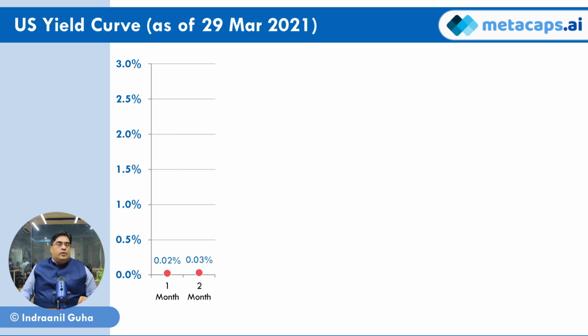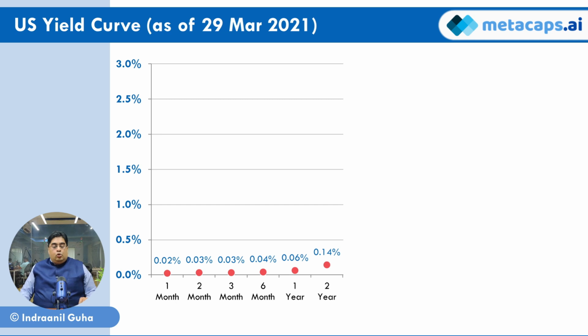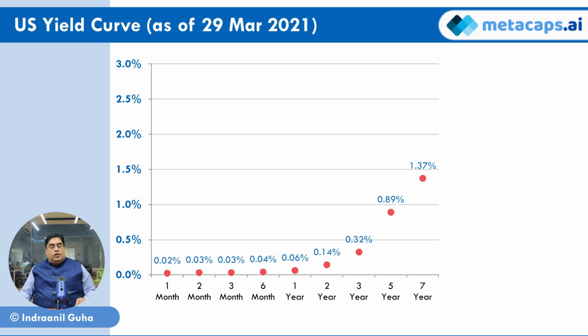On a 2-month US government bond, 0.03% per annum. On a 3-month US government bond, 0.03% per annum. On a 6-month US government bond, 0.04% per annum. On a 1-year US government bond, 0.06% per annum. 2-year US government bond, 0.14% per annum. On a 3-year US government bond, 0.32% per annum. 5-year US government bond, 0.89% per annum. 7-year US government bond, 1.37% per annum.